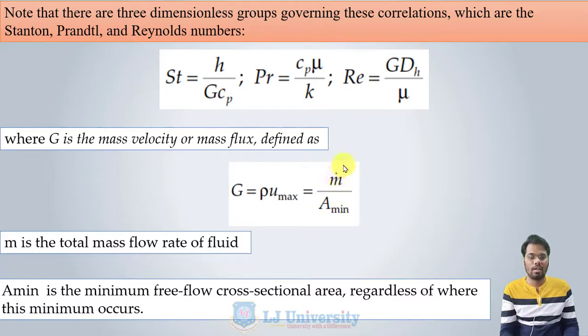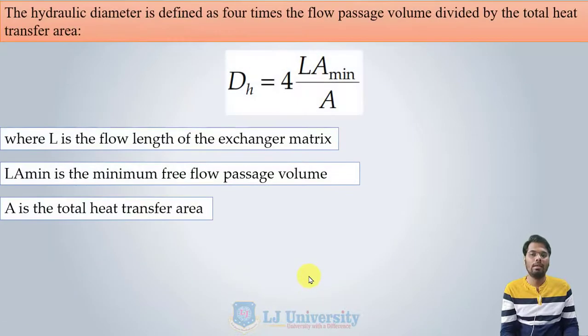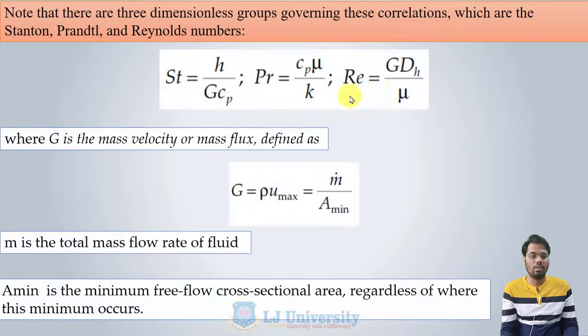This is the ratio of mass flow rate, m, which is the mass flow of the fluid, and A minimum is the minimum free flow cross sectional area, regardless of where this minimum occurs. Now there is one additional term which we are going to use when we solve the numerical based on compact heat exchanger, which is D_h, the hydraulic diameter. In this equation you can see there is a D_h, hydraulic diameter.